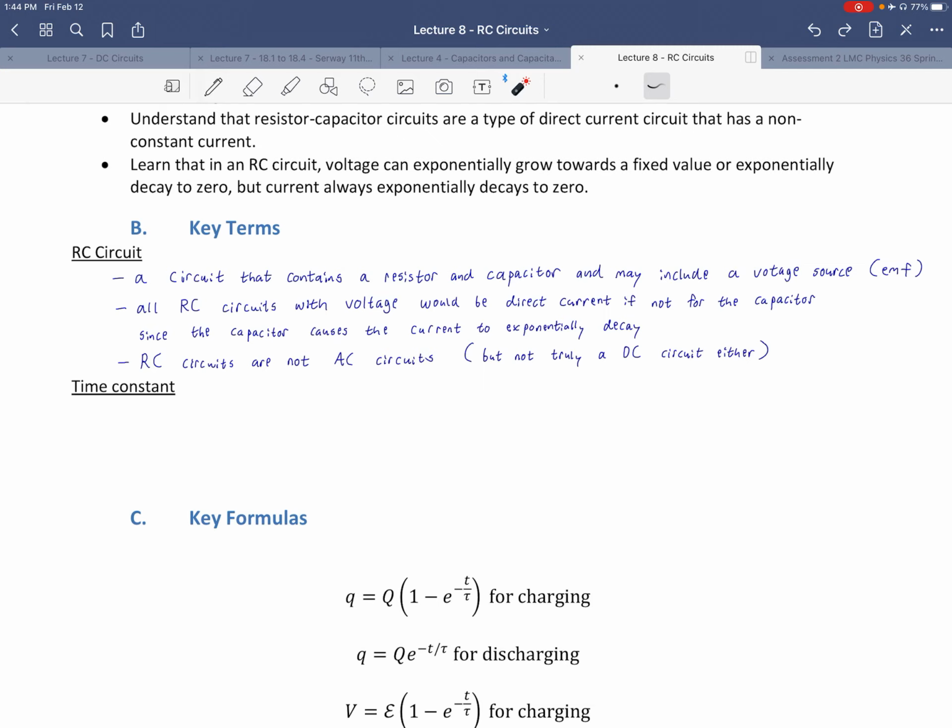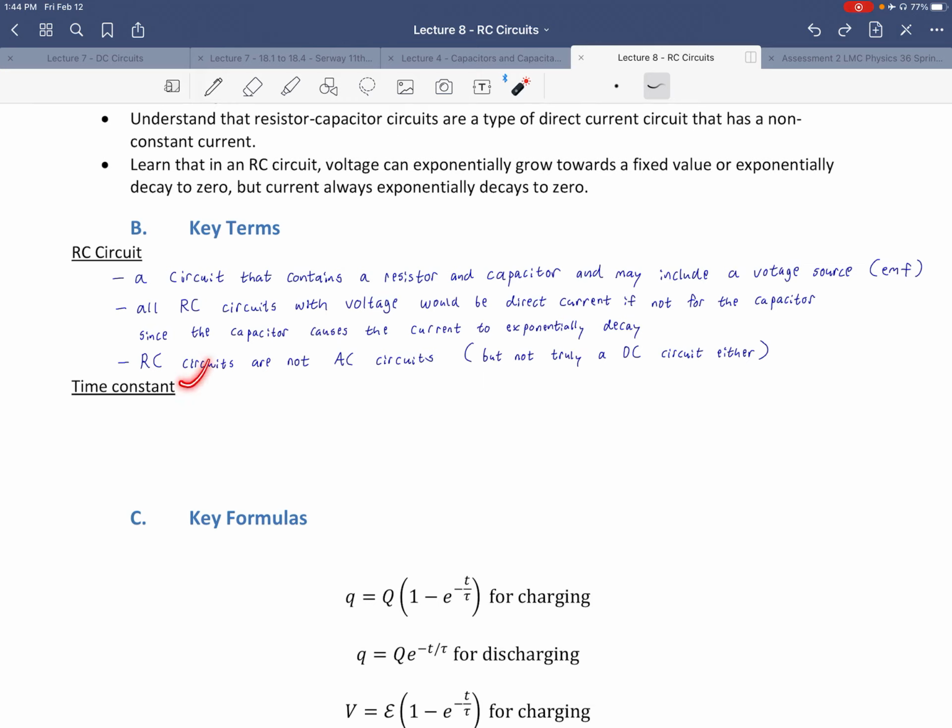RC circuits are not AC circuits. We'll discuss AC circuits in a later chapter. These are specifically oscillating circuits with sinusoidal behavior, and they are not RC circuits. We can have sinusoidally oscillating AC circuits that do contain a capacitor, but we will return to those ideas later. The RC circuits we are talking about now are certainly not alternating circuits. But to be fair, they're not truly a DC circuit, although they are often simplified as one.